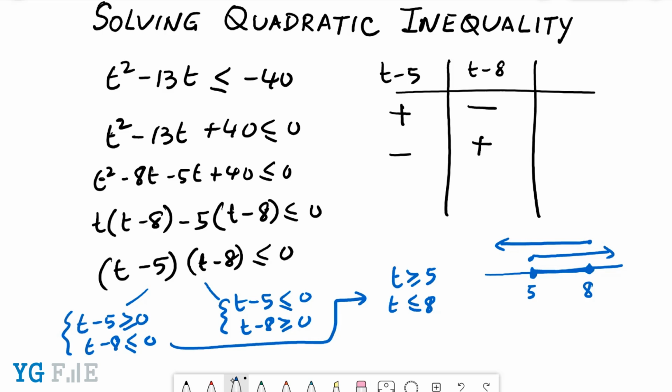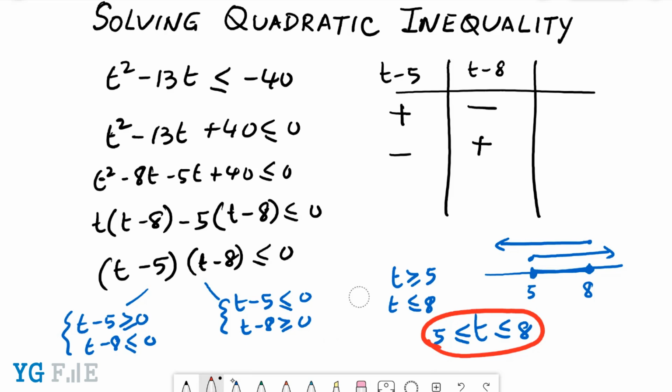Therefore the solution will be t greater than or equal to 5 and less than or equal to 8. So the solution for the first pair will be t less than or equal to 8. Oh, we should be switching this one. So we should write this as t greater than or equal to 5 and less than or equal to 8. So this is our solution. Let us circle the solution that we got for the first pair of inequalities.